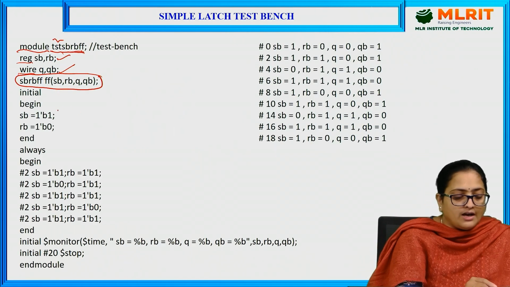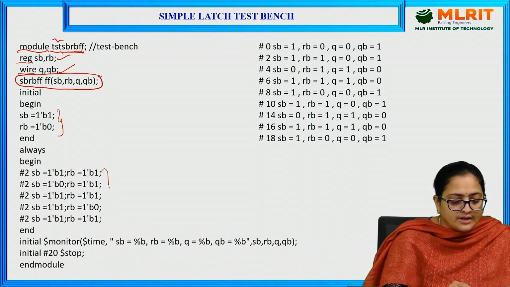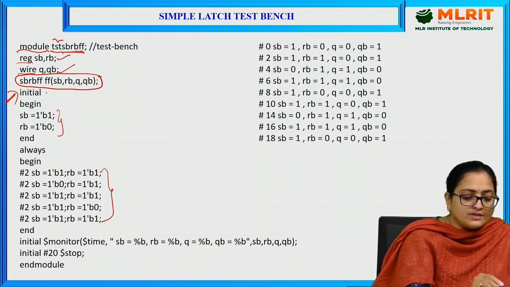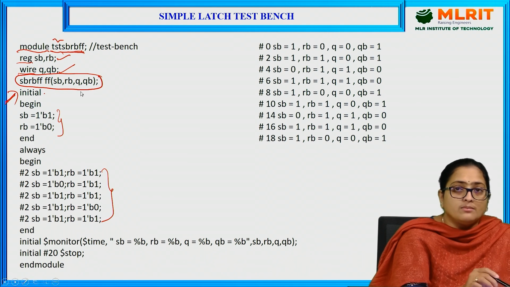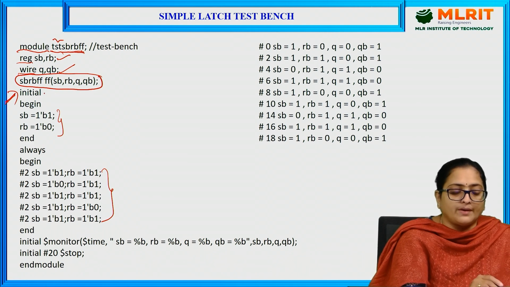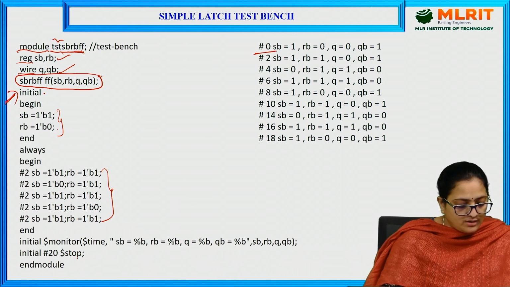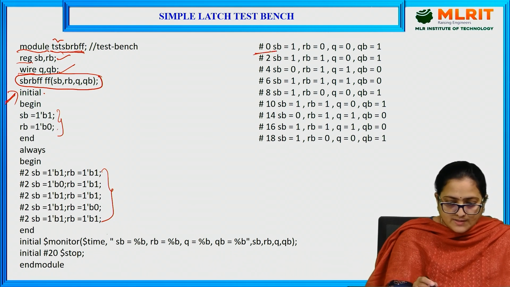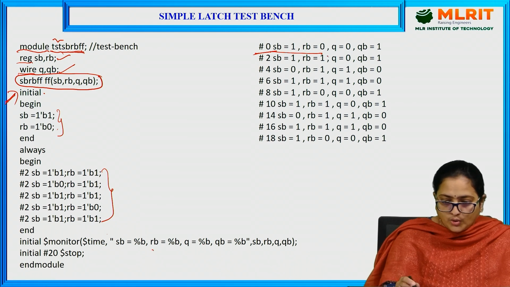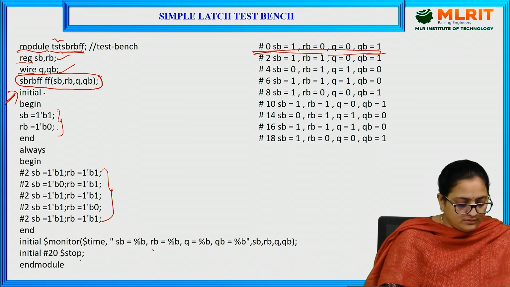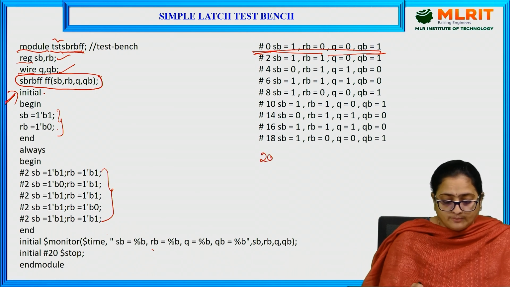And here I have given different input values. The input values can be given by using an initial statement. From here, I am giving the values for SB and RB. At time t equals 0, I am monitoring time, SB, RB, Q, Q bar in terms of binary itself. And at the 20th time interval, execution is stopped.